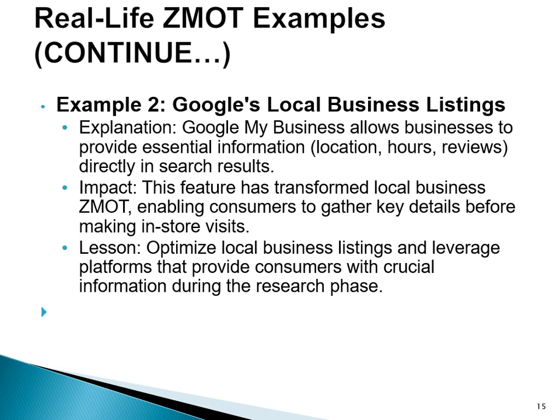Google has created My Business. Google My Business allows businesses to provide essential information like location, hours, and reviews directly in the search result. This feature has transformed local business ZMOT, enabling consumers to gather key details before making in-store visits. So what lesson has it taught? It has taught that we should optimize local business listings and leverage platforms that provide consumers with crucial information during the research phase. So this is, I think, a very good example of ZMOT.